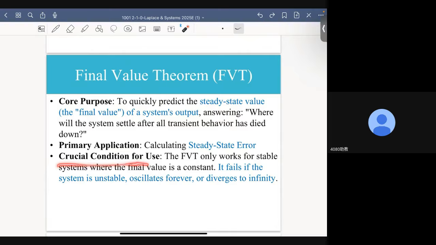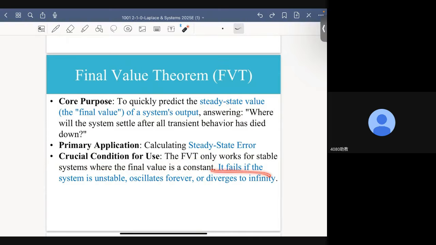Crucial condition for use, okay, it's not always applicable. There are some preconditions that need to be satisfied before we can use the final value theorem to predict the steady state output. The final value theorem only works for stable systems. So the system first has to be asymptotically stable, where the final value is a constant, and the final value has to be a constant.